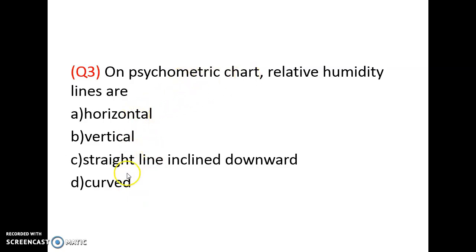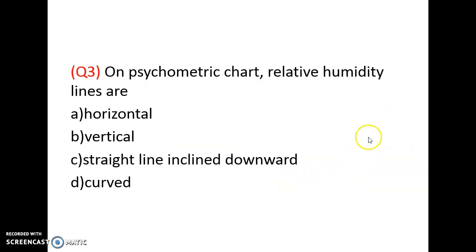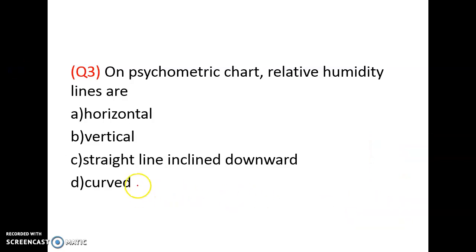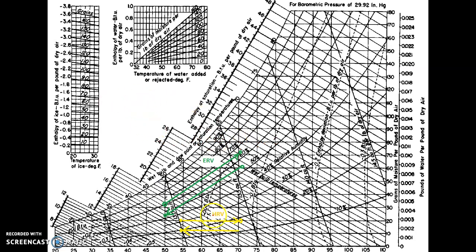So in the psychrometric chart, we will see the chart. In the psychrometric chart, relative humidity lines are curved lines, so the option is D. In the psychrometric chart, we can see all the definitions.